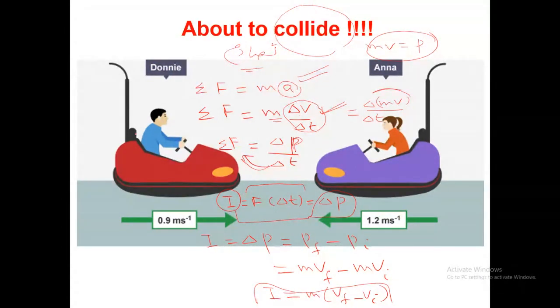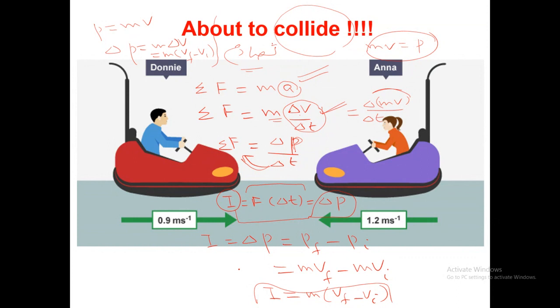P is equal to MV, but delta P is equal to M delta V, meaning M times (VF minus VI). So the last rule here: I equals mass multiplied by VF minus VI. We use it when it fits.